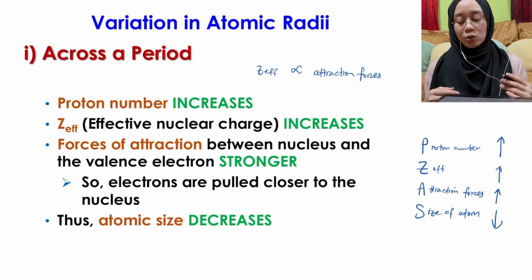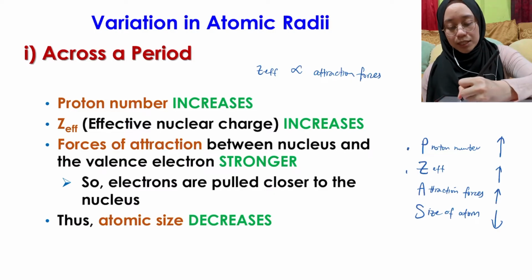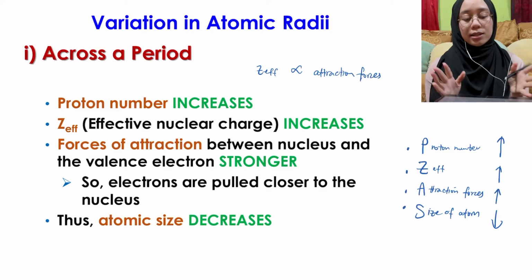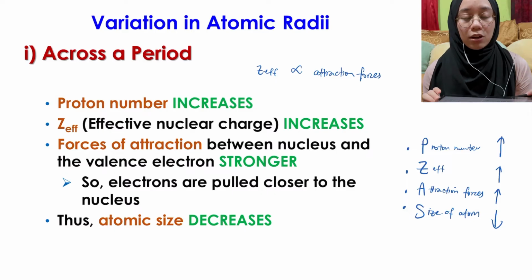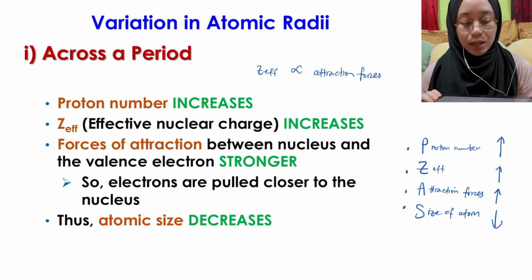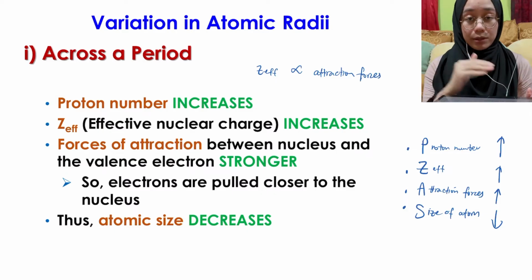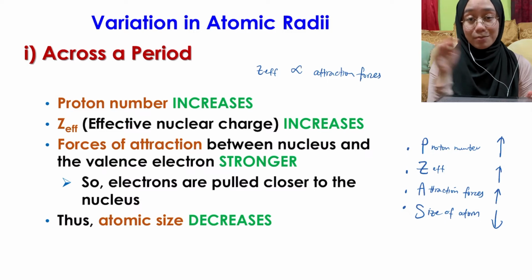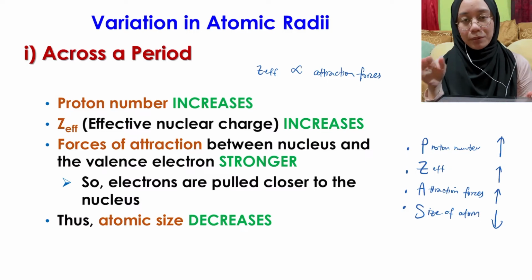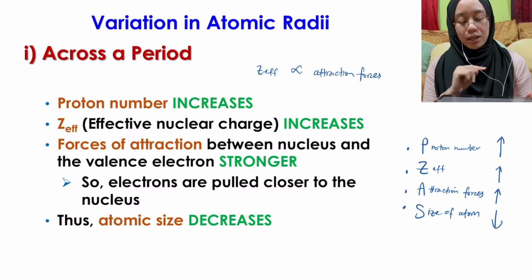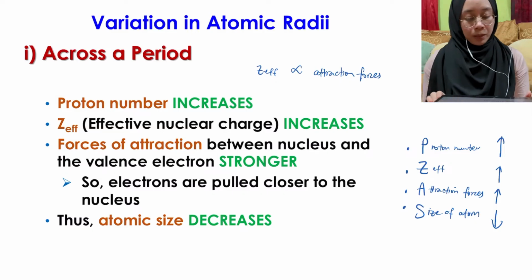Okay, so make sure all these 4 points are there if we are discussing the variation of atomic radii across a period. So make sure the elements are in the same period. Okay, don't compare period 2 with period 3. No. That is not across a period.